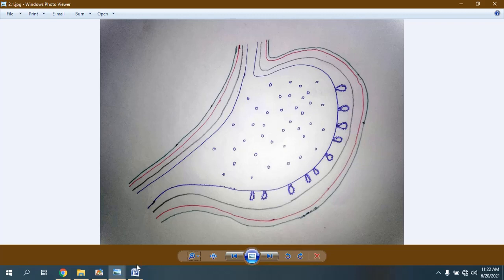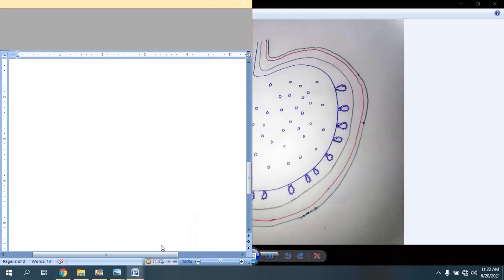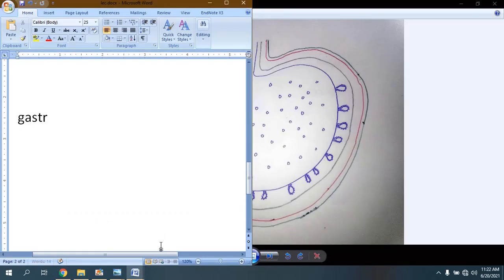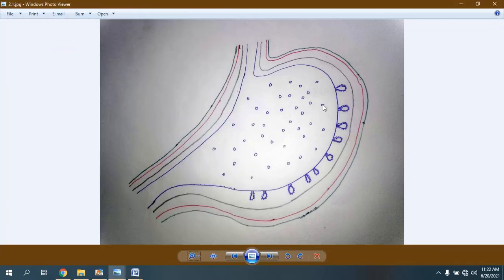These small holes are called what? Gastric pits. So what is the function of these gastric pits? Each of these gastric pits leads to the gastric gland. So the mucosa consists of gastric glands.